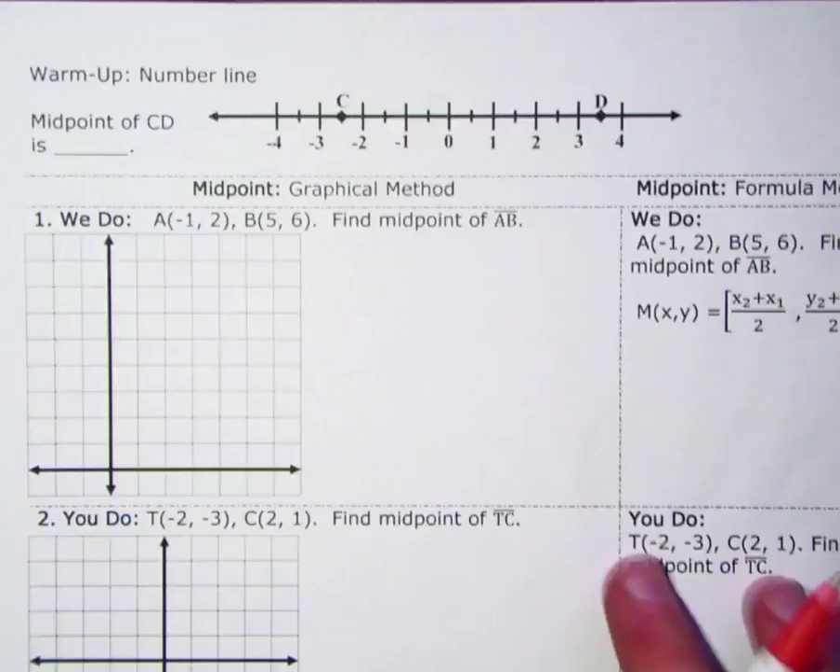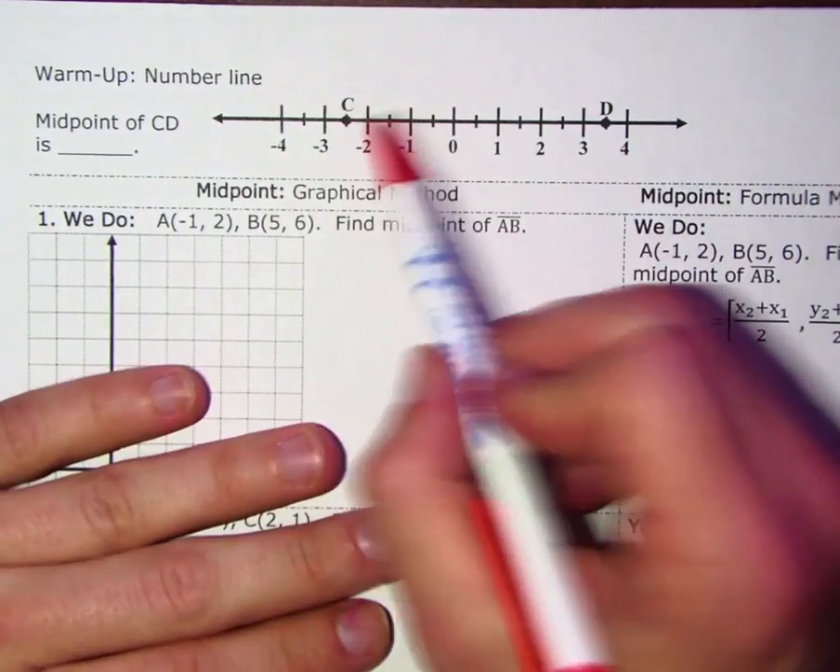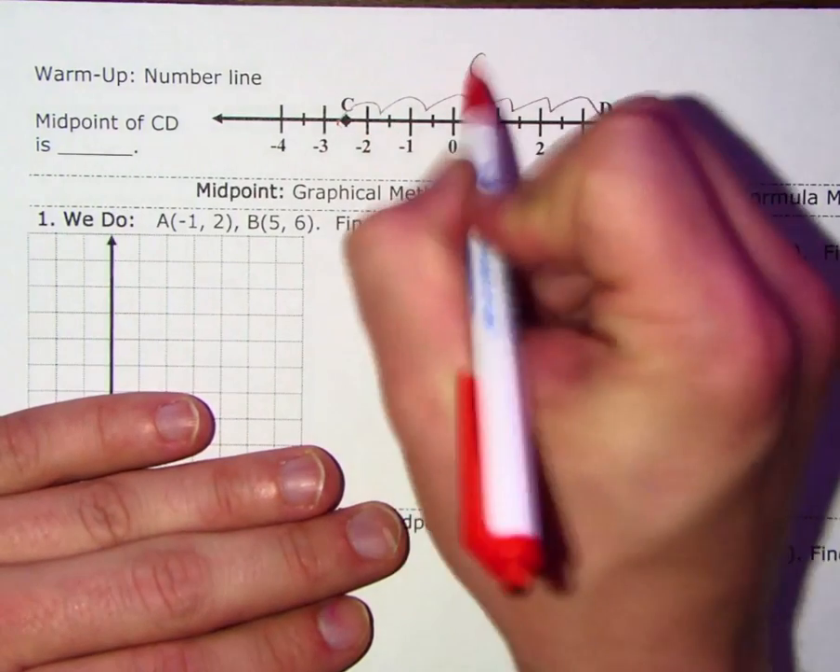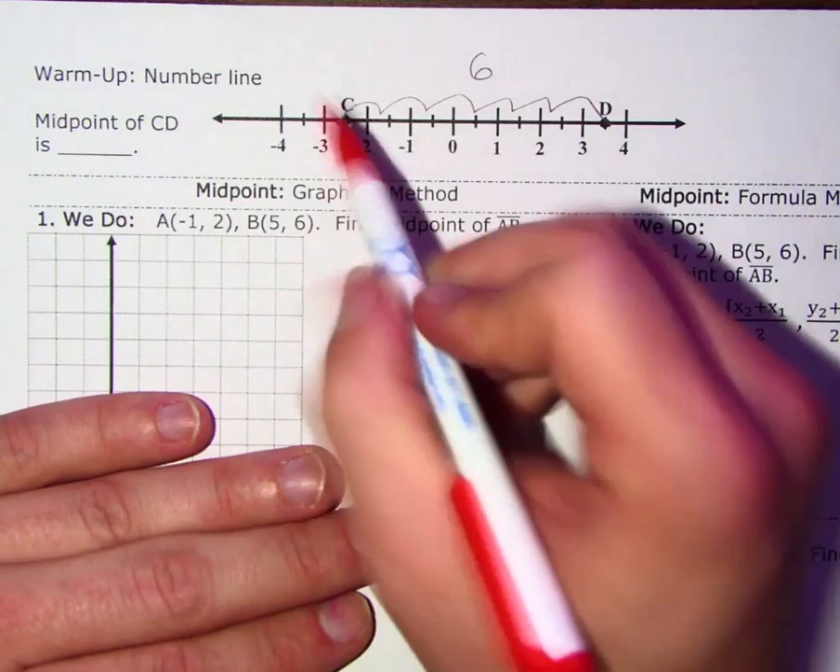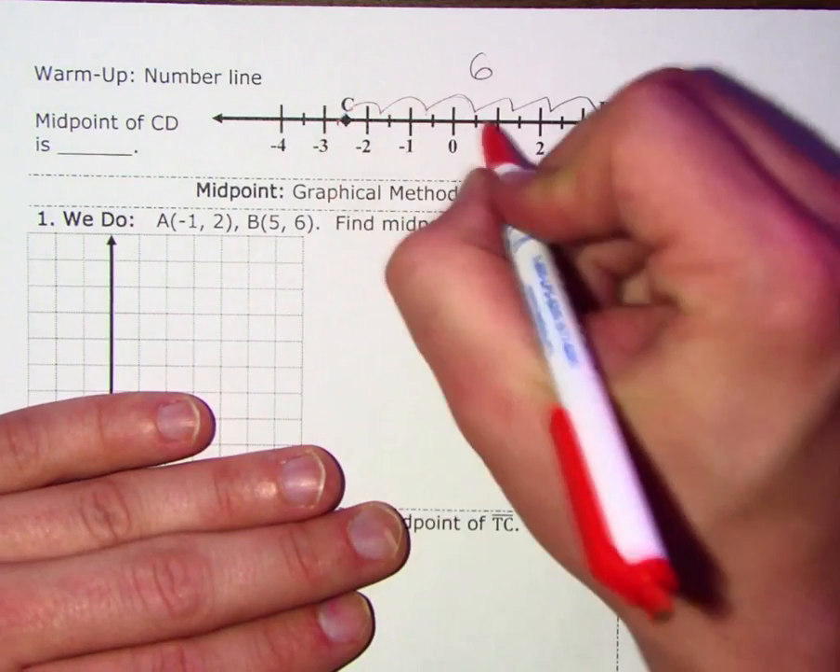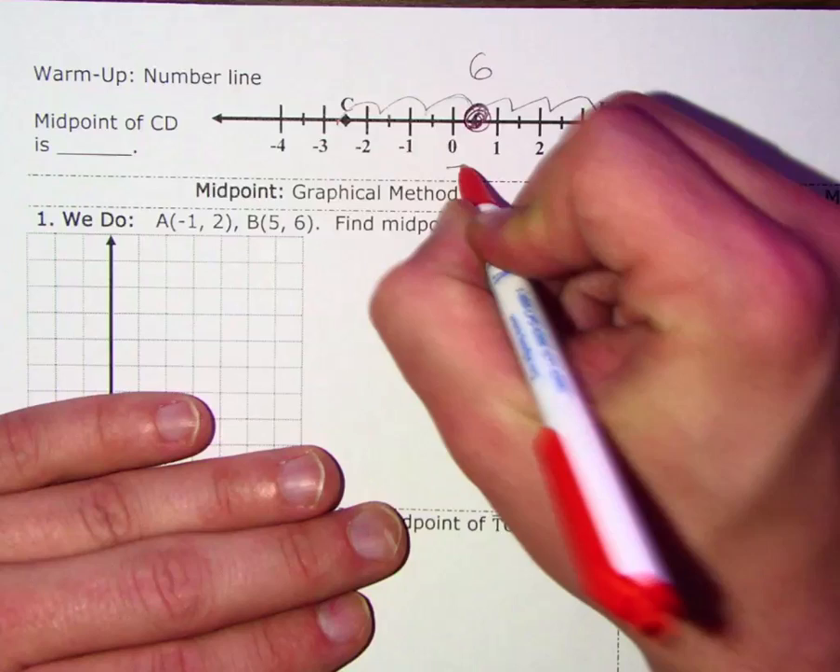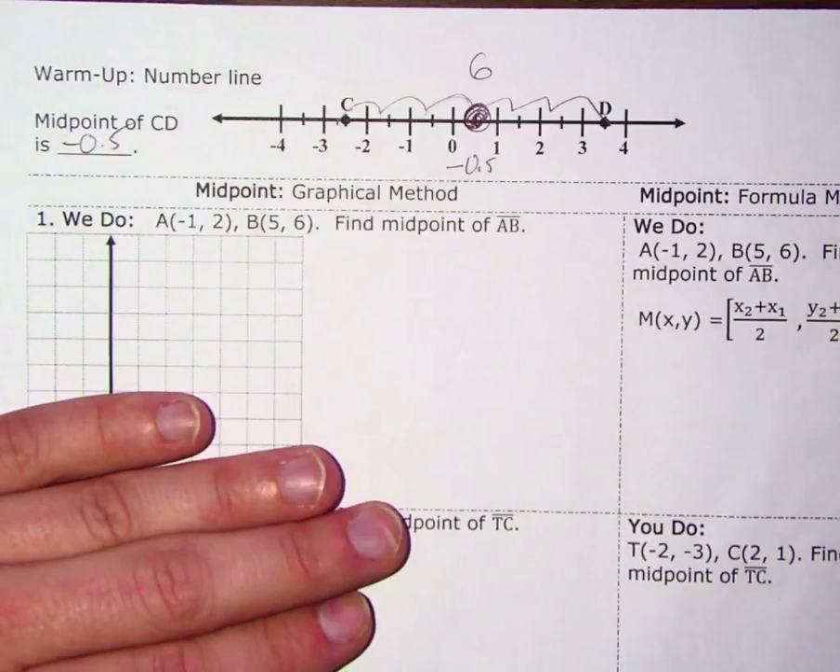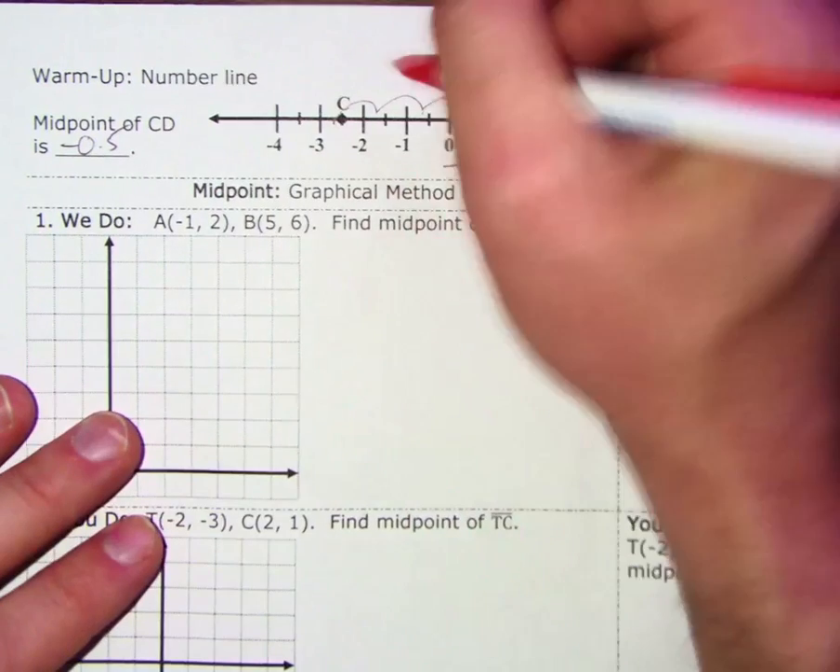Okay, the last thing happens to be the midpoint. If I ask you to find the midpoint of this line right here, well, let's see how far it is. 1, 2, 3, 4, 5, 6. So halfway, the middle would be 1, 2, 3. Right here at negative 0.5. That's the midpoint, halfway.